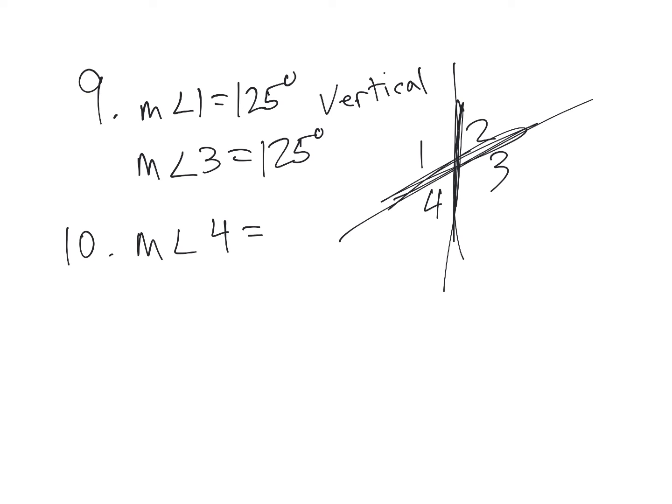So angle 1 and angle 4 are supplementary, so this is 55 degrees, and they are called a linear pair because there's 2 of them. They make a straight line, and they are adjacent. They have to be adjacent for a linear pair. Number 11.